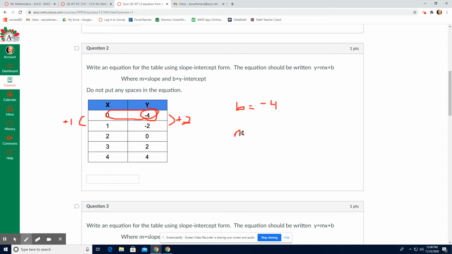So our slope, again, our rise is the y side, and our run is the x side. So our slope is 2 over 1, which can be reduced to simply just 2. So when you go to enter it in, you would enter in y equals 2x and then minus 4.